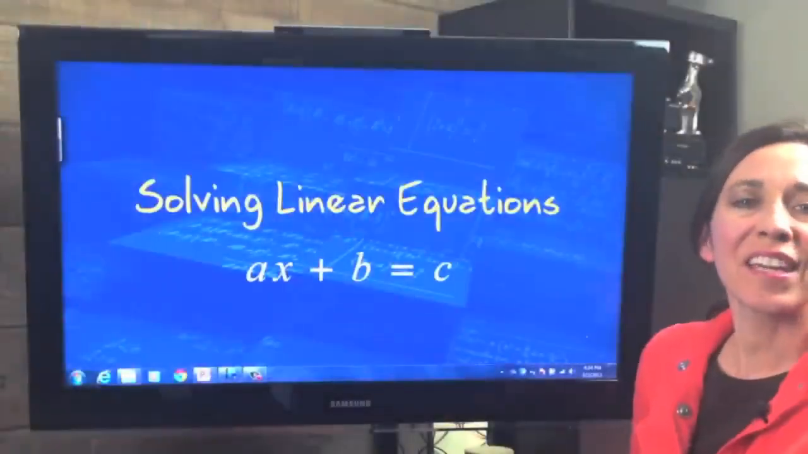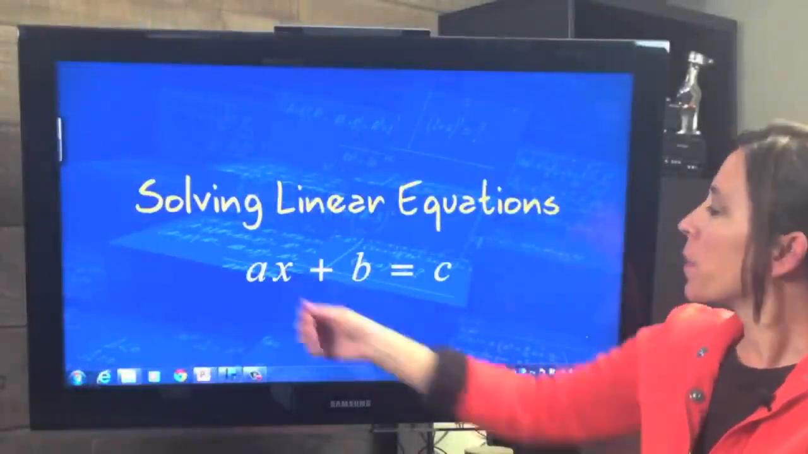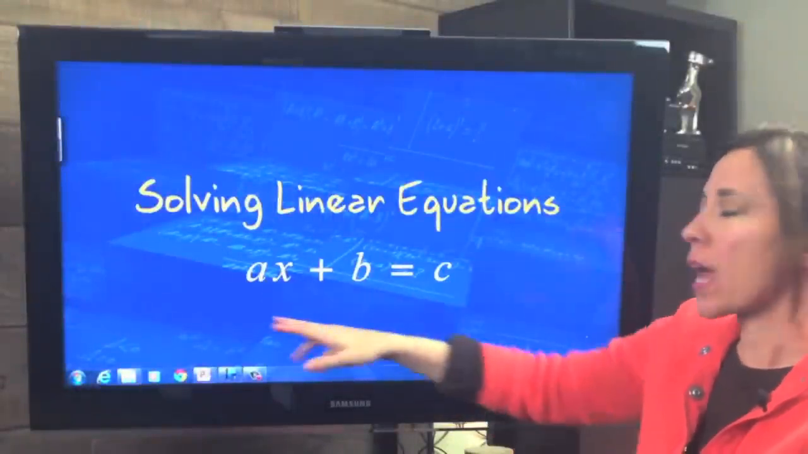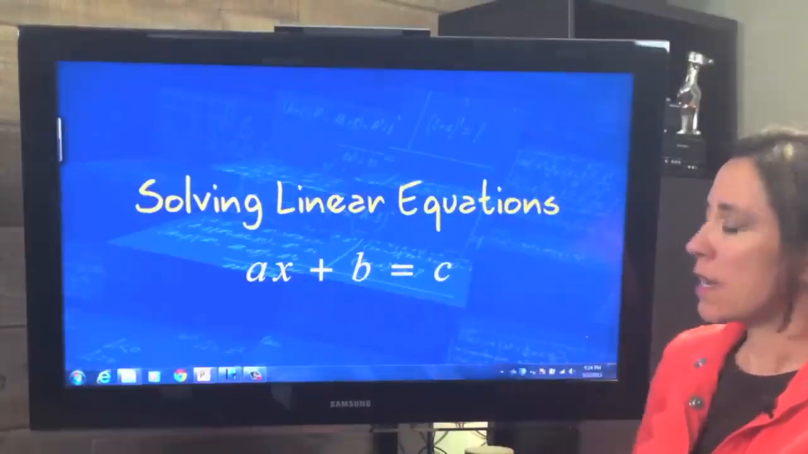Hi, today we're going to take a look at solving linear equations. And here's a polynomial equation that's linear: ax plus b equals c.